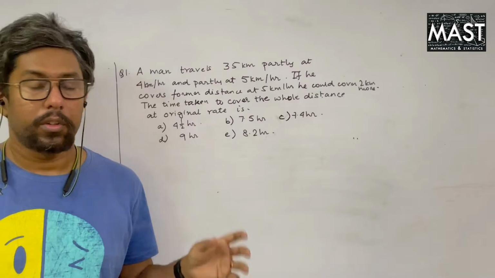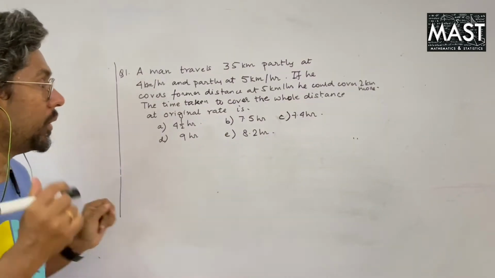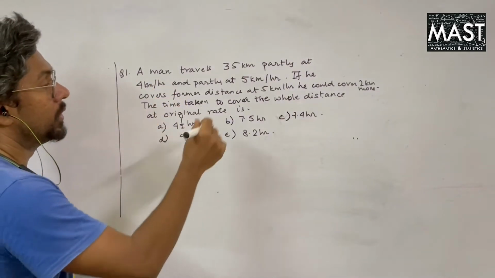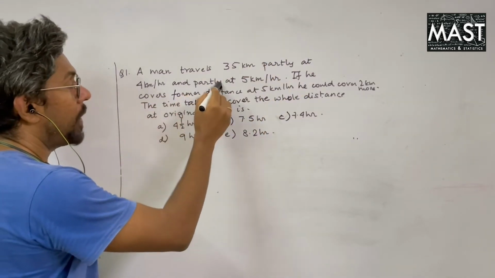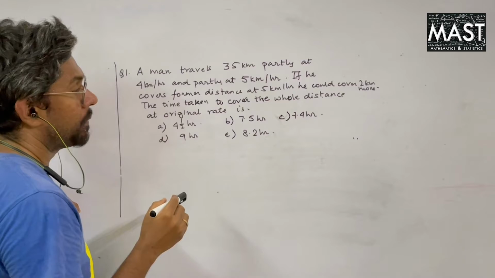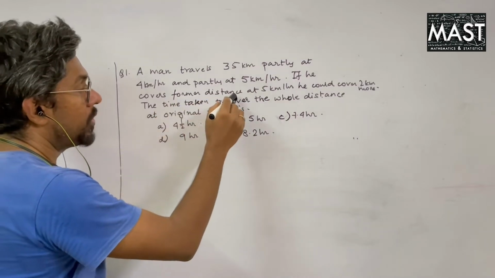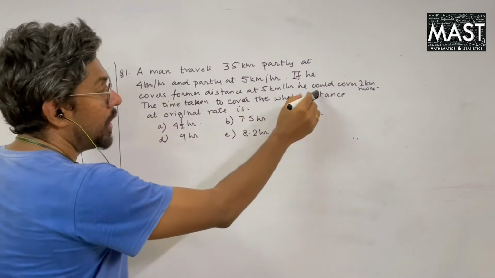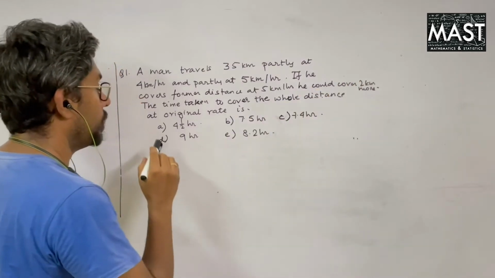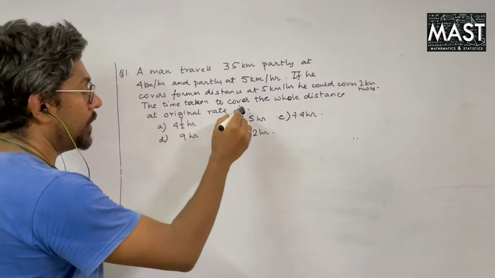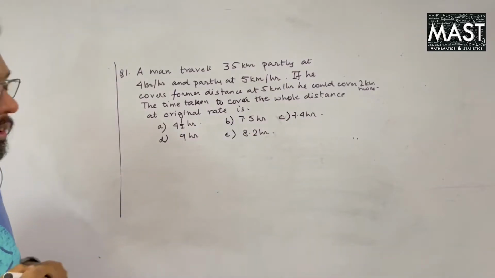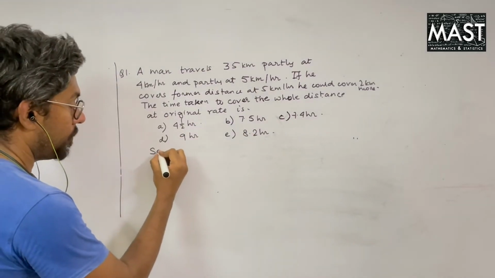The first question that we will be discussing today is: a man travels 35 km partly at 4 km per hour and partly at 5 km per hour. If he covers the former distance at 5 km per hour, he could cover 2 km more. The time taken to cover the whole distance at the original rate is, these are the options. So let us see how we solve this sum.